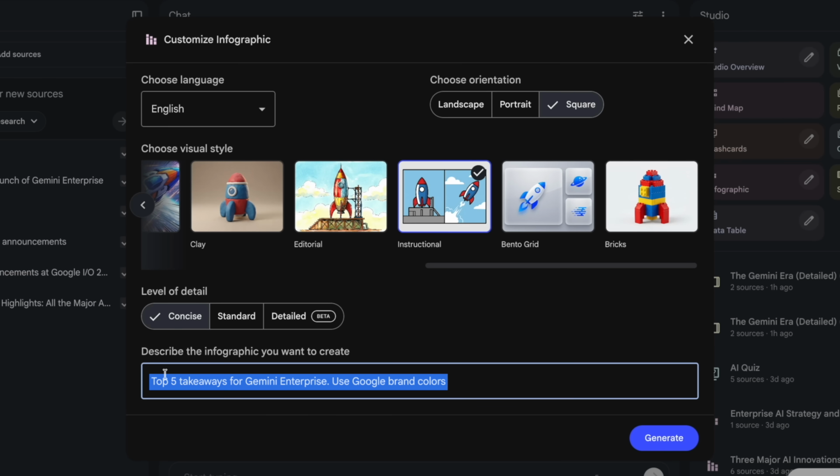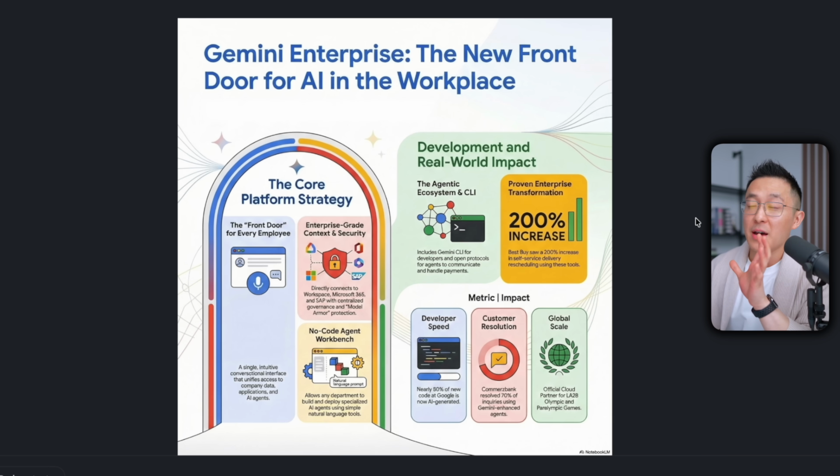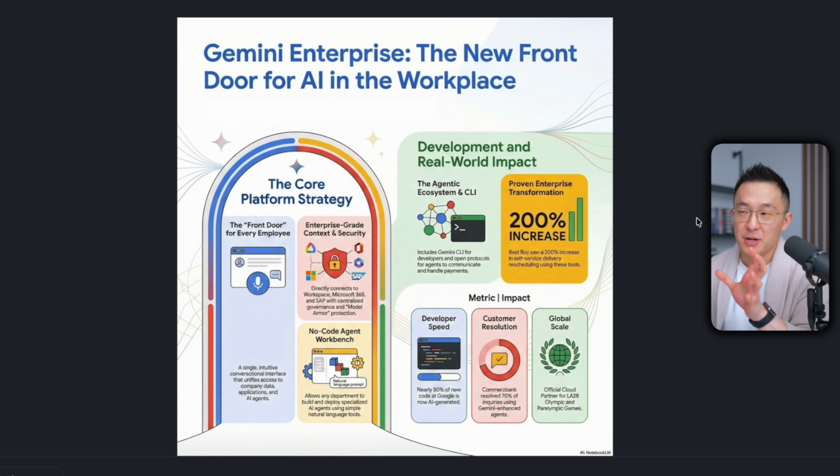And I'm just going to type top 5 takeaways for Gemini Enterprise, use Google brand colors, and we're going to click generate. And after a minute, I have a pretty on-brand visual, and it's pretty clean, that I can just post on LinkedIn along with a totally non-cringy and non-corporate post to extend the event's reach.